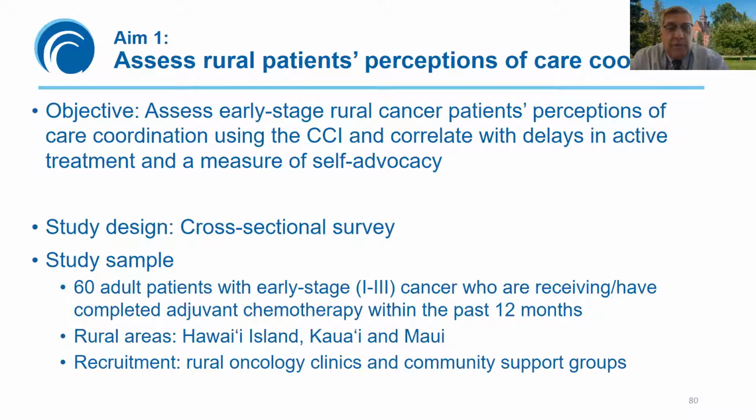So aim one was to assess early stage rural cancer patients' perceptions of care coordination and see if they correlate with delays in active treatment, and also perform a survey with a measure of self-advocacy. But we're focusing on early stage rural cancer patients because, of course, these are the patients where we really want to cure them if possible, and want to avoid disruptions in their care. We will be surveying 60 adult patients with early stage cancer who are receiving adjuvant chemotherapy on the 3 islands that I mentioned.